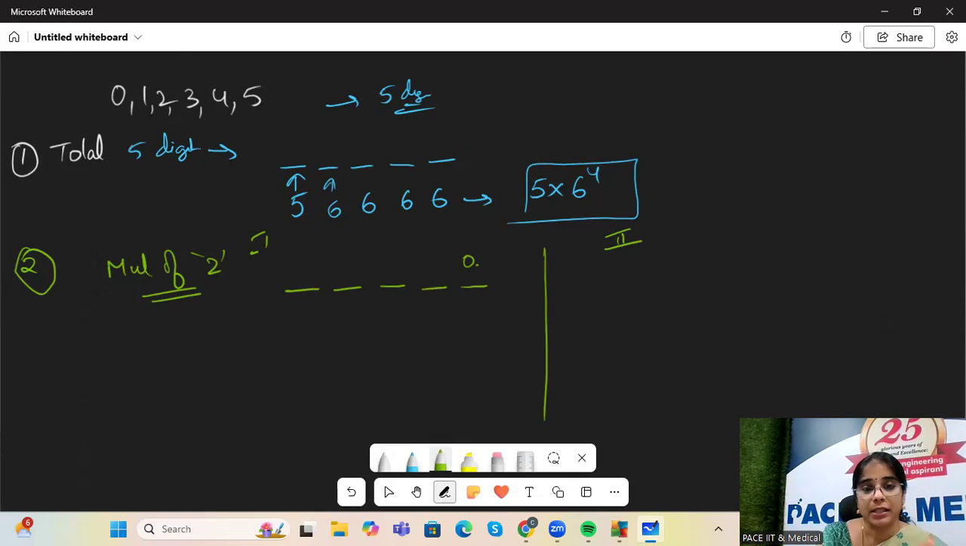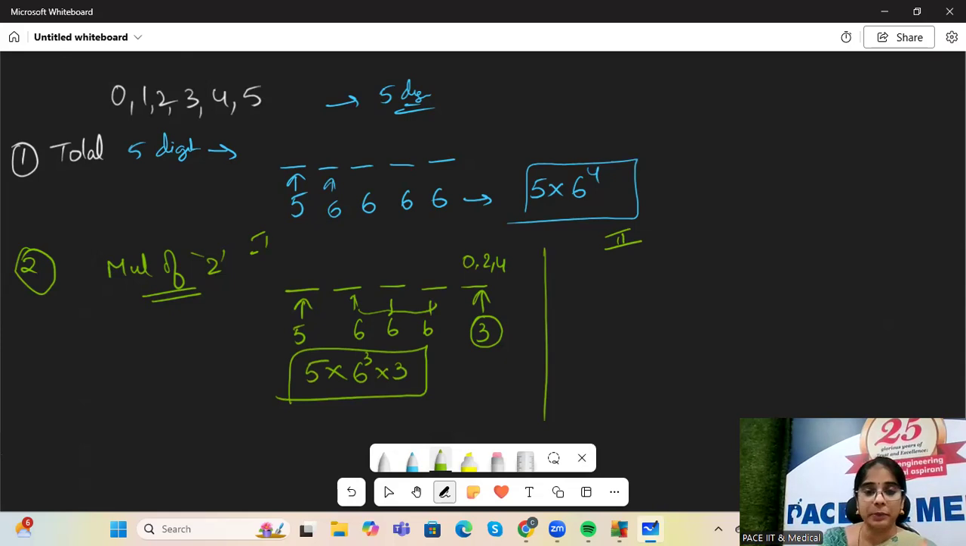As I said, 0, 2 or 4 are the possible cases. So anyhow, I can have any of my 3 values only here. It can be either 0 or 2 or 4, right? And the first place can be filled in only 5 ways. I cannot have a 0 there, right? So that is how I got 5 here and 3 here. And these 3 remaining can be filled with 6, 6 and 6, any of these 6 digits, isn't it? Right? So my final answer here will be 5 into 6 cube into 3 for multiples of 2. Is that question clear?